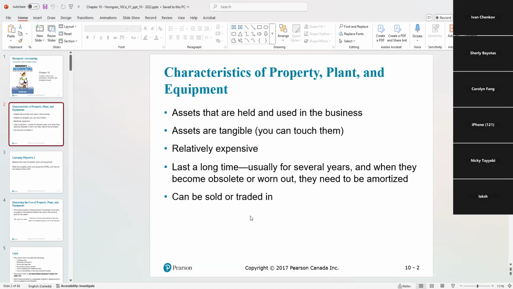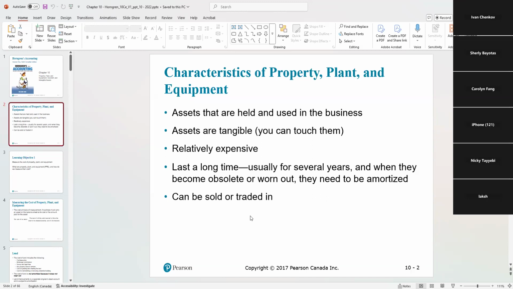And as you remember, on the asset side, we have short-term assets and long-term assets. Now, what will be the characteristic of property, plant, and equipment? Obviously, those are the assets which are held for and used by the business. Those can be tangible. Those are relatively expensive, and they're going to last for a long period of time, usually several years.